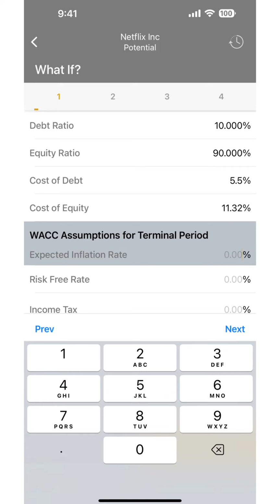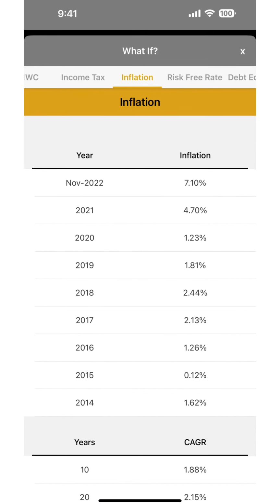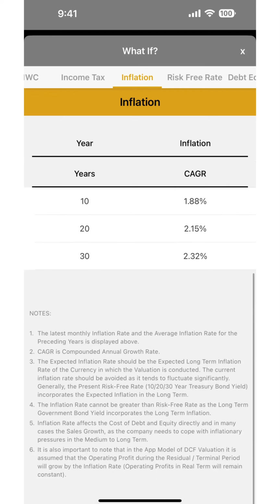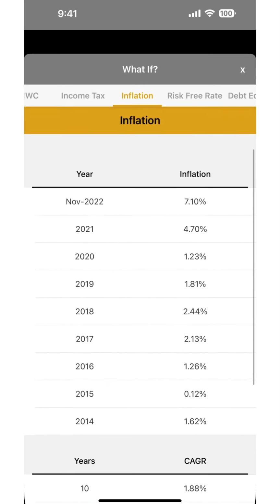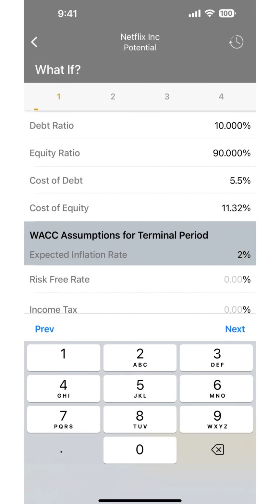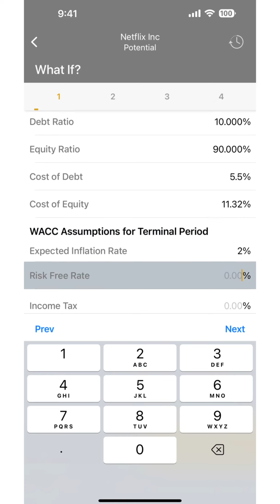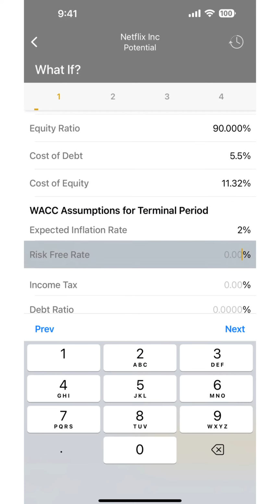The user may click the history icon to check the history and CAGR of inflation for the currency for up to 30 years. Here we take 2% as the expected inflation rate during the terminal period. Ensure that the risk-free rate is greater than the expected inflation rate, as generally the Treasury yields incorporate the expected inflation rate. Here we take 2.25% as the risk-free rate during the terminal period. This is assumed as inflation of 2% plus real interest rate of 0.25%.